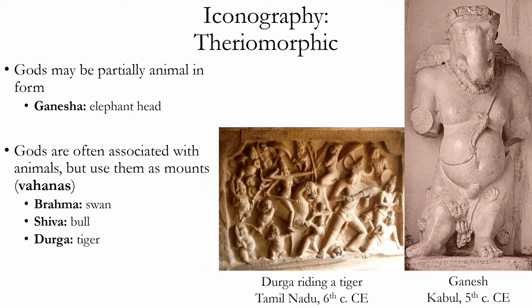Another characteristic of Hindu iconography is theriomorphic imagery. Theriomorphic means animal shaped. It's typical for Hindu gods or other spirits to have just part of their body be animal and the rest be human. An early example of this is the god Ganesha, who has an elephant head. There's an early icon of him that survives, or did survive until recently, in Kabul, Afghanistan, that dates to the 5th century CE. You can see that in the picture on the right.